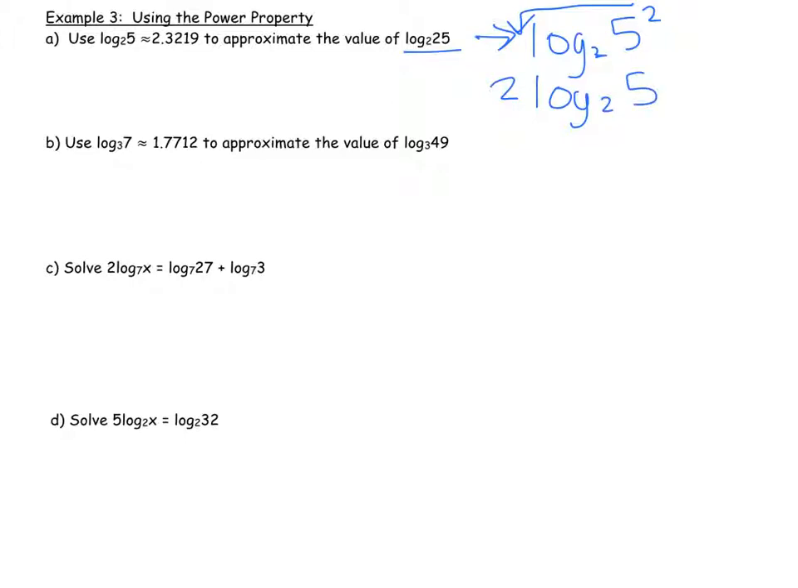And since log 2 of 5 is 2.3219, I can plug that in for the log part and then just multiply it by that 2 that's in the front, and then it's just a very simple multiplication problem. 2 times 2.3219, which is going to give me 4.6438 as my final answer.